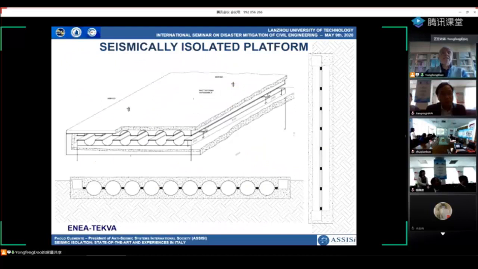A similar solution has been proposed for new buildings, and in this case we have a sort of artificial ground above which we can build as it was, because this is often required in the reconstruction of historical centers in Italy, especially in central Italy after the seismic sequence that started in August 2016.